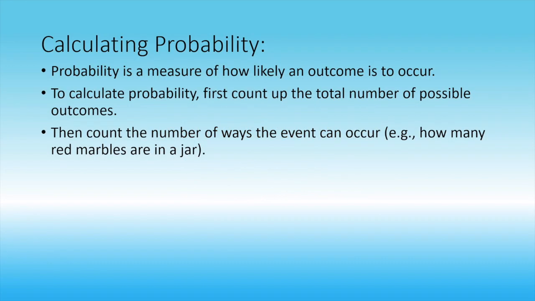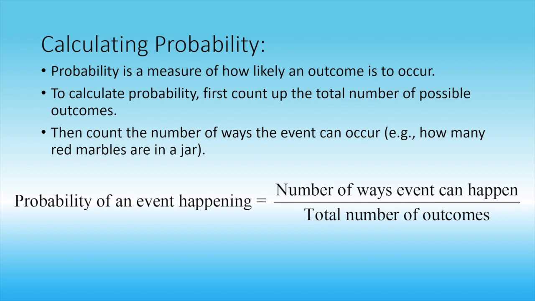To calculate the probability of an event occurring, we need to figure out how likely it is that it could occur. First you need to know how many total items there are, and then how many of the item that you're interested in. For example, if you have a jar full of marbles and you're interested in selecting a red marble, you need to know how many red marbles are in the jar out of the total marbles in the jar. Of course it gets a little bit more complicated than that, but basically it all comes down to this one formula: the number of ways the event can happen divided by the total number of outcomes.